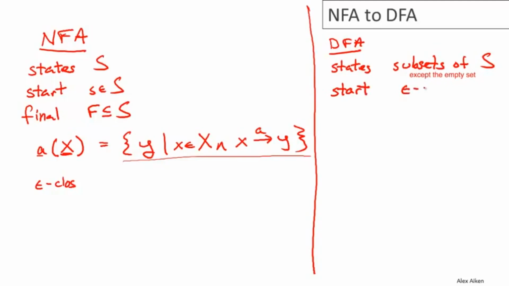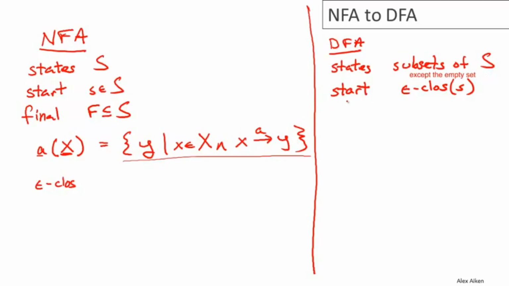Well, that's going to be the epsilon closure of the start state of the non-deterministic machine. And if you think about it for a minute, this makes sense. What we want to do is keep track of what set of states the non-deterministic machine can be in. And each state of the DFA corresponds to a different subset of states. So each individual state of the DFA tells us a particular set of states the NFA might be in.